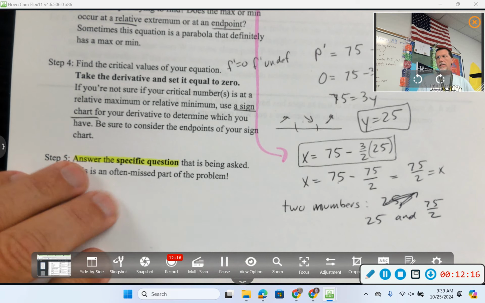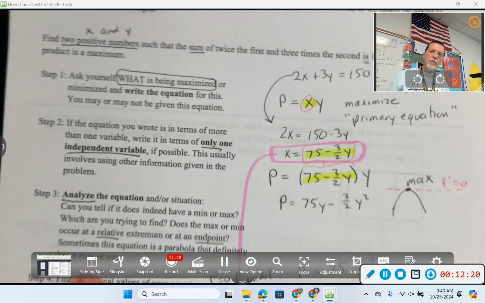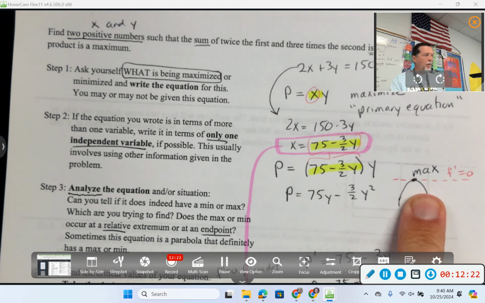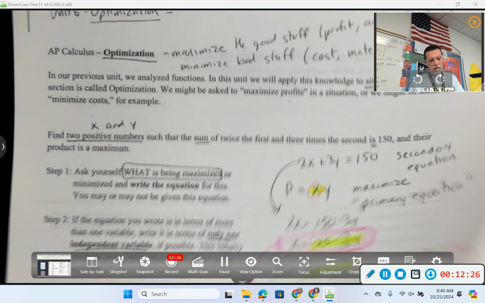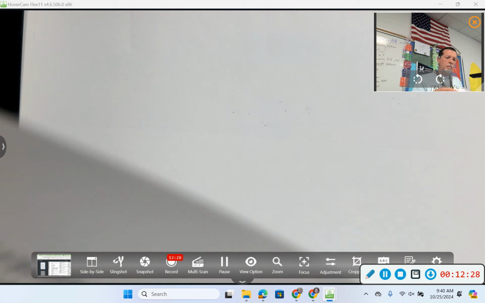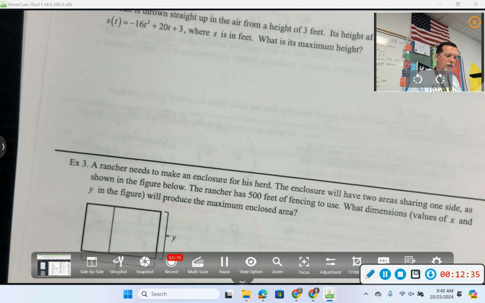Okay, so it's just using what we already know about finding maxes and mins, except now our maxes and mins are on word problems. Like Brooke was saying earlier, it didn't seem that hard because we've kind of already done it. And that's a fair statement.